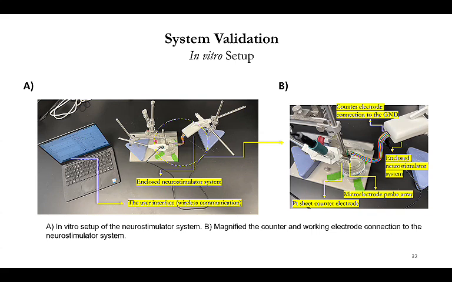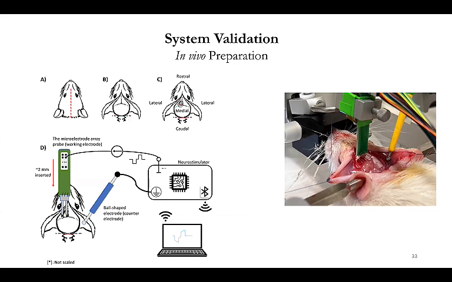In animal studies, we use male rats, around 250 grams. In figures A, B, and C, it shows how the process is started and how it goes on.